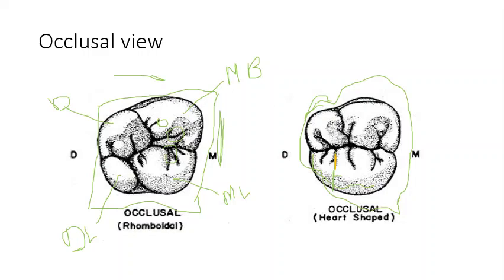So it has the same three fossas present on its occlusal aspect. The one is the distal fossa. This is the distal fossa, in which there is a distal pit present from where the distolingual groove arises towards the lingual surface, and there is a distobuccal triangular groove and the distolingual triangular groove.